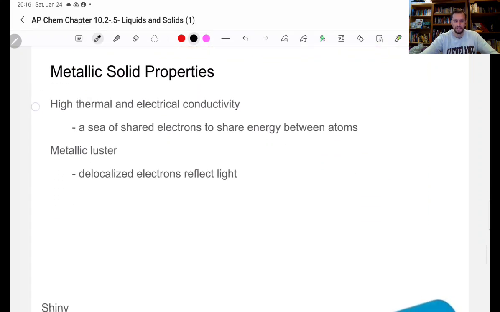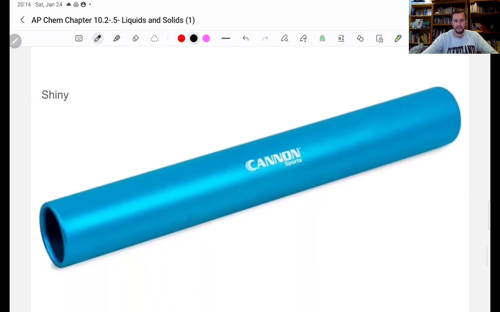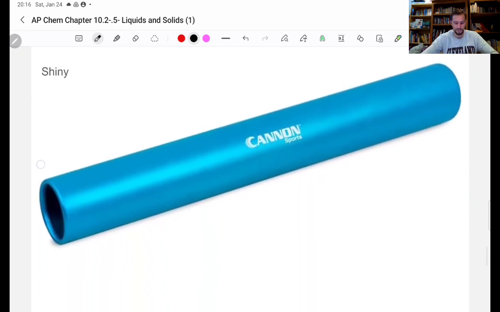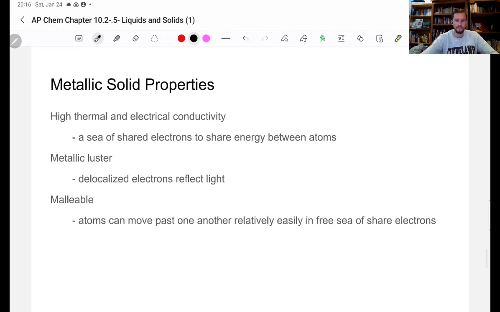And they also have luster. Because the electrons are delocalized, they reflect light. That's what luster means. It's reflecting light. So shiny, ooh, right? That's metals. Shiny, ooh, okay. And they're malleable. The atoms can move past each other relatively easily.